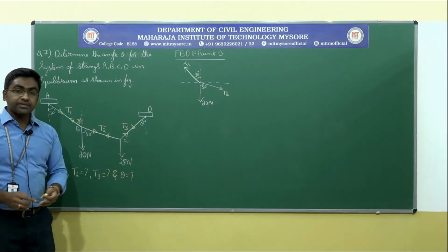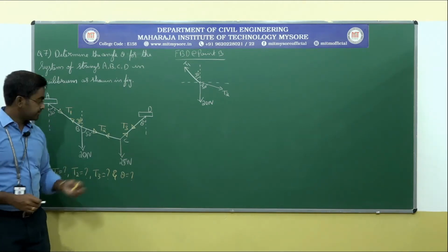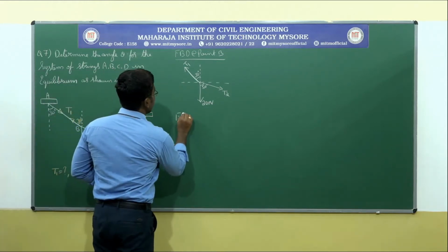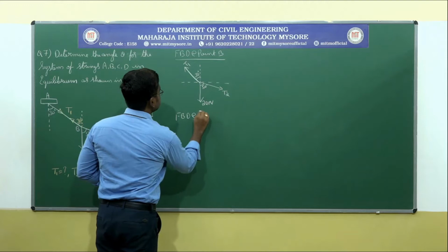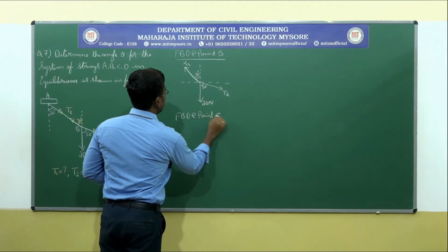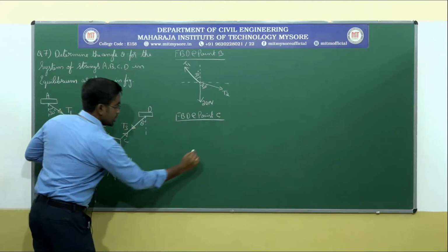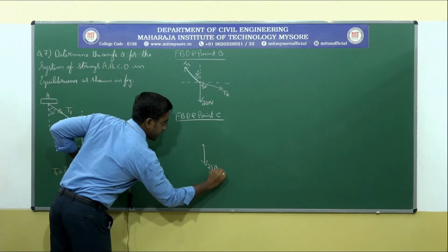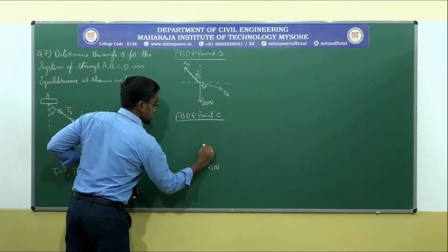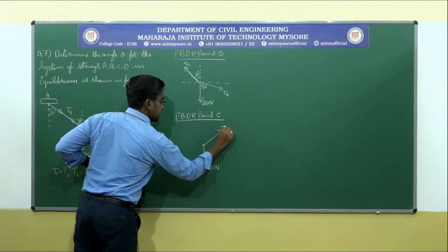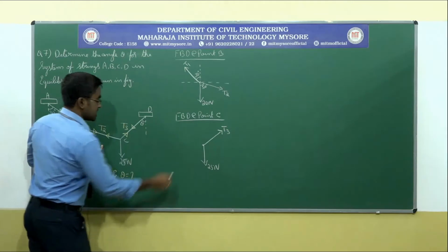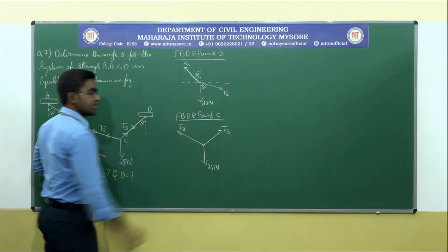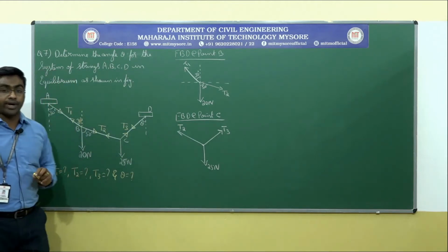Now let us write the free body diagram about point C. That is the free body diagram at point C. This is point C, from which the first force is 25 Newton. The second one is T3. The third one is T2. 3 forces are passing from the point C.